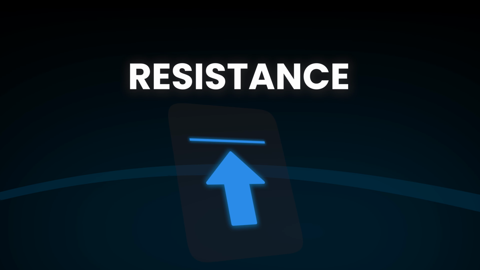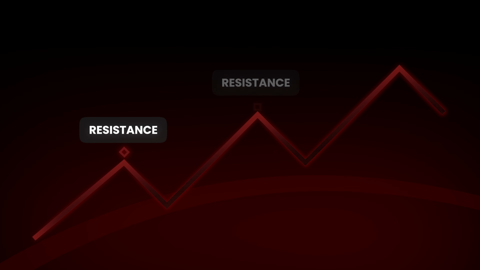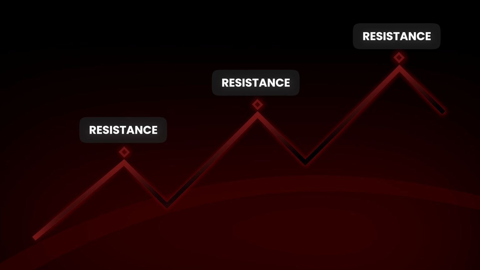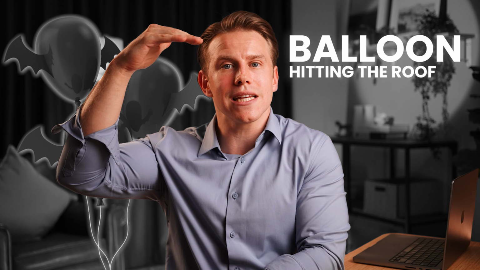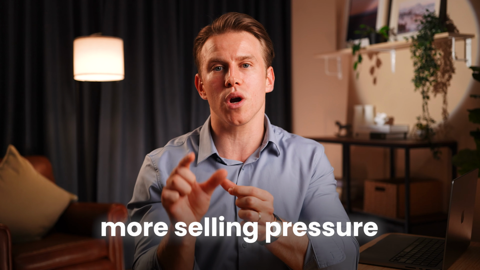Now, flip the story. Resistance is the market's ceiling. It's where rising price meets enough selling interest to stop it in its tracks. It's like a balloon hitting the roof. It can't go higher unless enough force builds to break through. Traders might think price has gotten too expensive, so they start selling. Others who bought earlier take profits, adding more selling pressure.